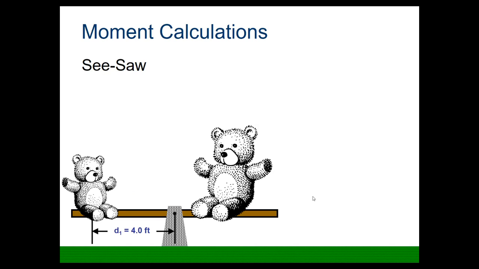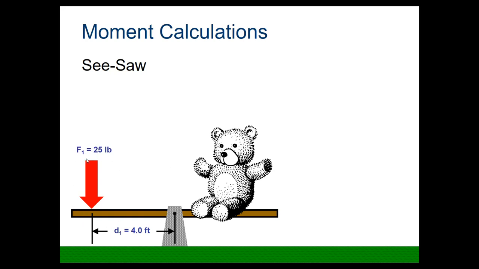So if we wanted it to be in equilibrium, what we'd have to do is make sure that the moments are the same. And so we'd look at the forces of the two objects, which are these two bears. And we also need to look at what are those distances, those lever arms that we have. And so if they tell us this one is 4 feet away and we know the force is 25 pounds, we can calculate the moment caused by that bear.